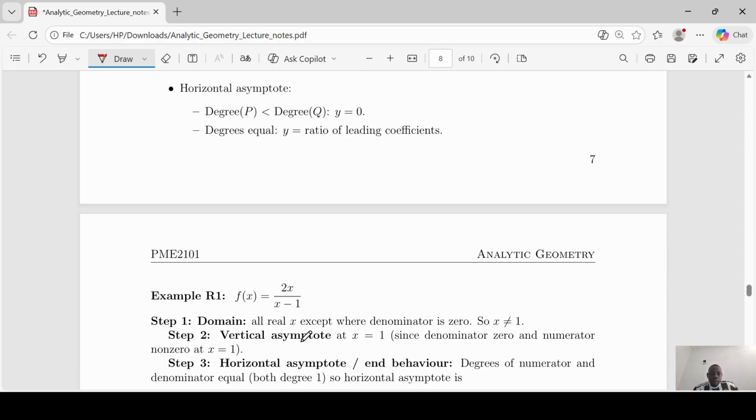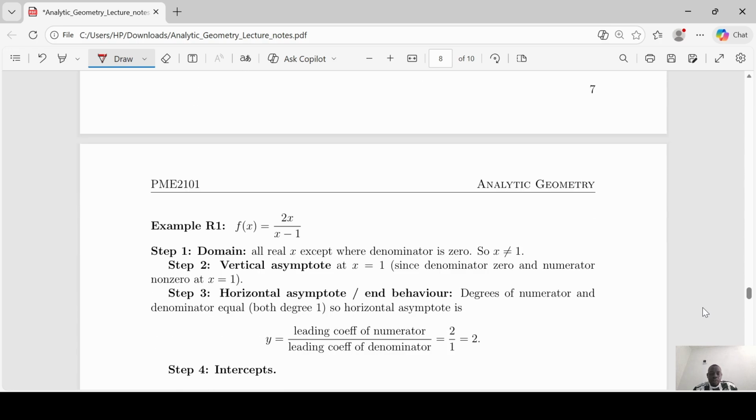Then we go to the vertical asymptote. When we want to get the vertical asymptote, we just set the denominator to 0. When we set this x minus 1 to 0, we get x equal to 1. So at this point, x equal to 1, our function f of x is undefined.